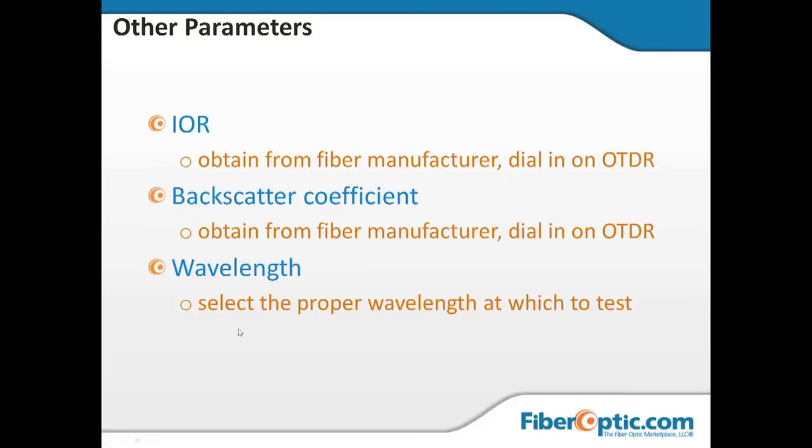Backscatter coefficient is going to affect how our trace looks, and will determine the amount of compensation for the backscatter reflections. Wavelength, we've already talked about how there are certain differences in the traces between 1310 and 1550. And also if we shoot 1625, we can use multiple wavelengths to look for bends, macro bends, which are causing loss. We'll dig into that in just a few minutes as well.